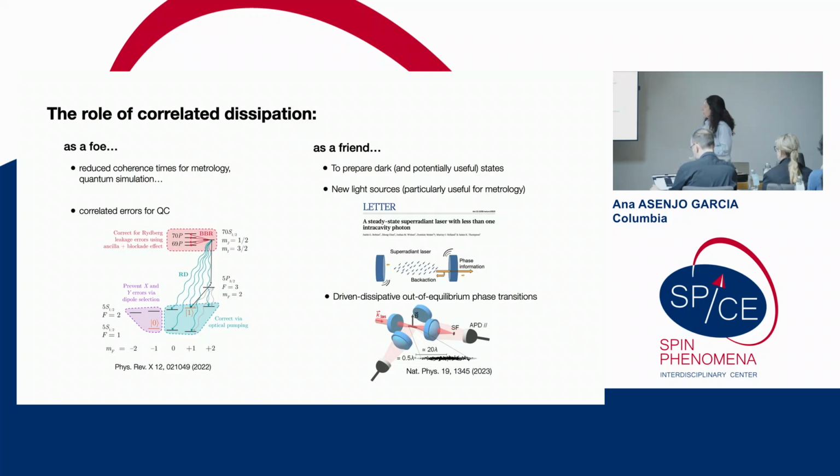But also, instead of trying to hide from dissipation, we can exploit it. Dissipation leads to population decay, but from the perspective of optics, it also leads to radiation. So it's really good if you want to radiate a lot of photons, and in particular, if you want to generate new types of sources. An example that uses correlated decay is superradiant lasing.